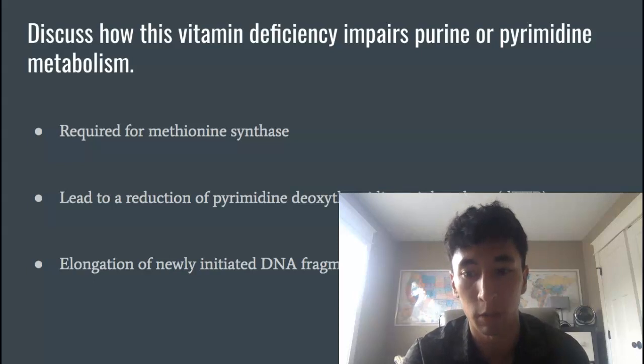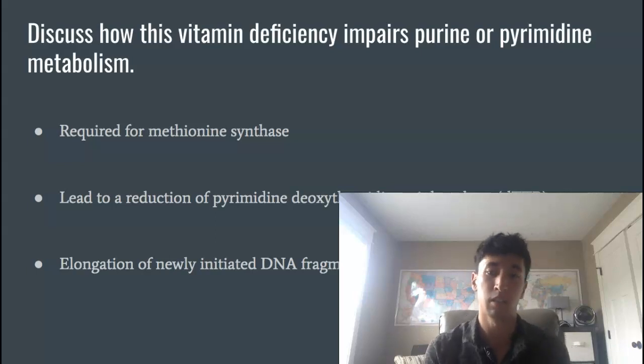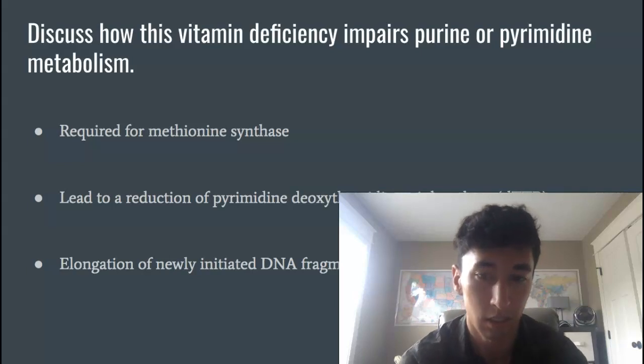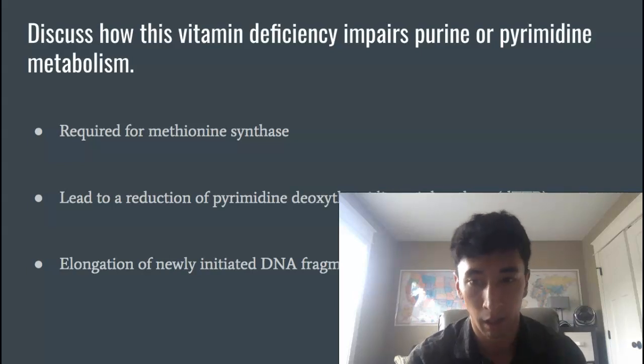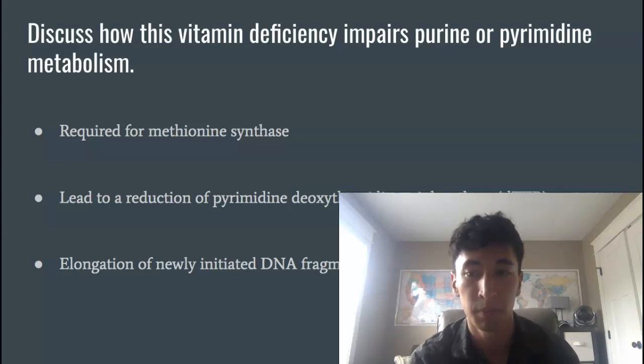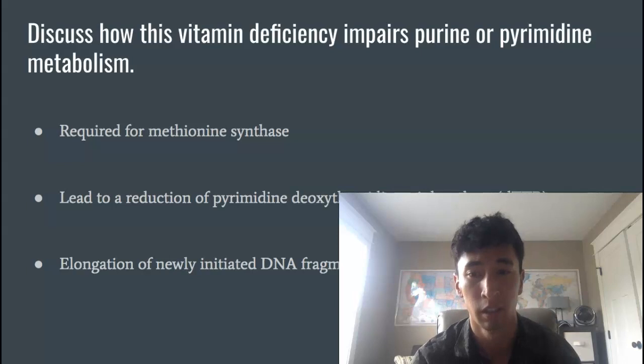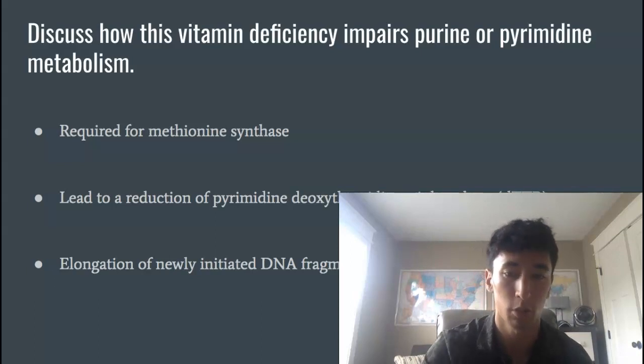A vitamin B12 deficiency can lead to reduced dTTP, and the deficiency decreases the amount of the coenzyme 5,10-methylene tetrahydrofolate needed for thymidylate synthase. Elongation of the newly initiated DNA fragments can be inhibited due to the vitamin B12 deficiency, which involves the addition of methylmalonyl CoA. Deficiency can prevent the gap filling that is required, as the concentration of deoxyribonucleoside triphosphates is not at the level it should be.